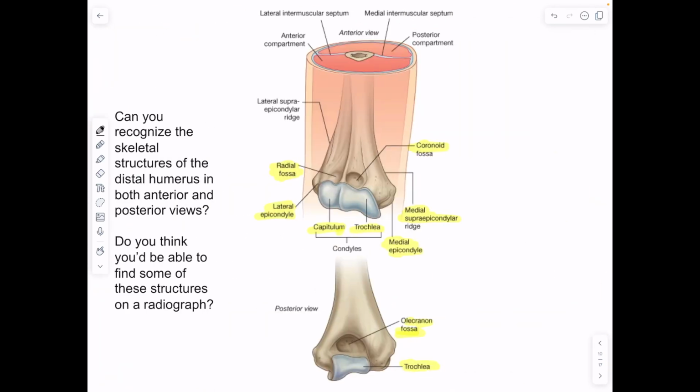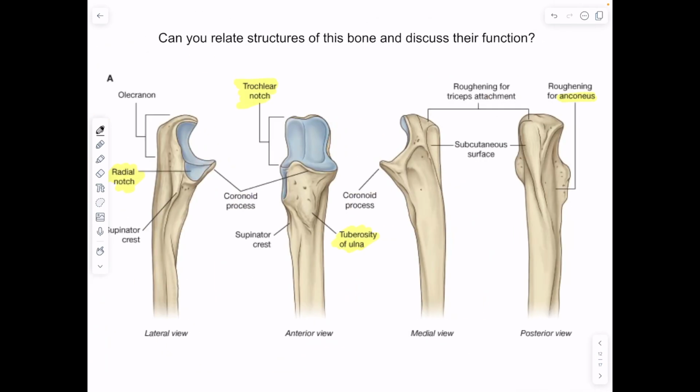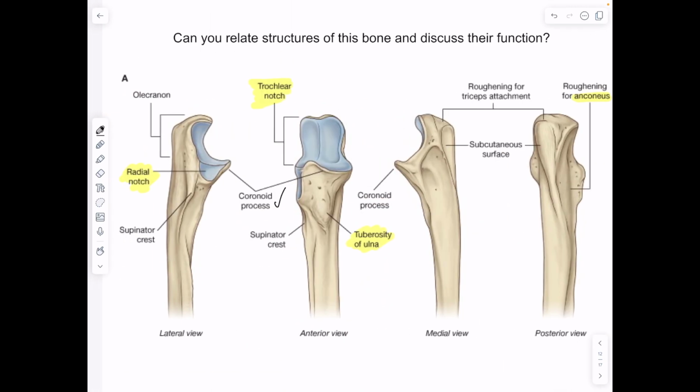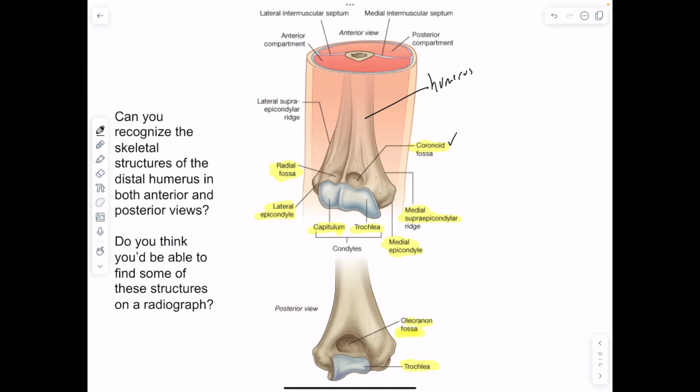Okay. Can you recognize the skeletal structures of the distal humerus in both the anterior and posterior views? And could you find some of these structures on a radiograph? We sure hope so. All right, so we have the distal part of the humerus right here. We have the coronoid fossa for the coronoid process, which we will see shortly over here, a little groove on the ulna. When the forearm flexes up, the coronoid process will go into the coronoid fossa. Then we have the radial fossa for, again, the same thing. When the radius flexes upwards, it has some space.